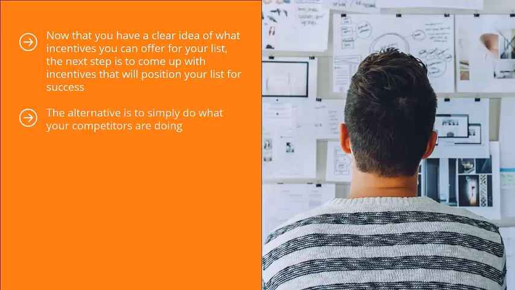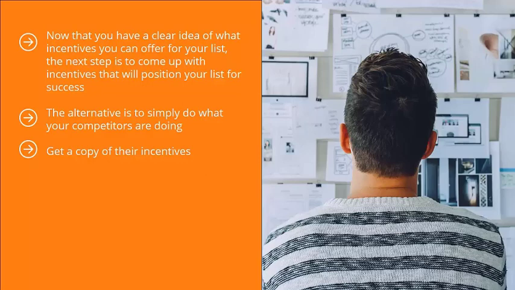The alternative is to simply do what your competitors are doing. Pay attention to their incentives. Reverse engineer your competitors' incentives. Start with the industry standard incentive type by signing up to your competitors' mailing lists. Get a copy of their incentives. Study their materials very closely. Try to figure out their strong points and their weak points.